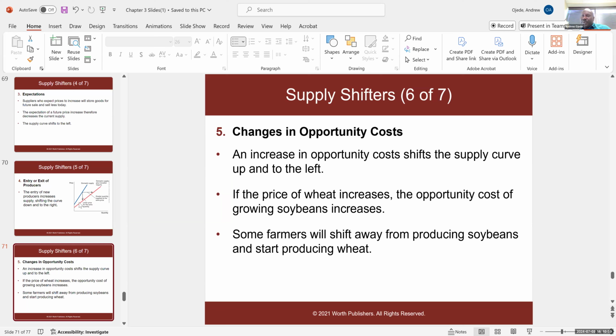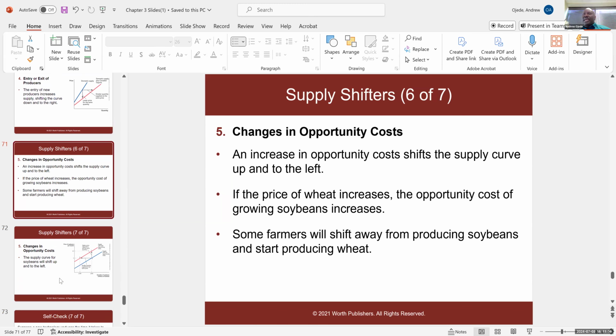Wheat. So if the price of wheat increases, the opportunity cost of soybeans is going to increase, meaning that the supply of soybeans is going to shift to the left. It's going to decrease. Some farmers will shift away from producing soybeans and start producing wheat. In this case, wheat becomes a profitable crop compared to soybeans. If you grow more soybeans, you don't make any money because the price of wheat is going up. So it makes more economic sense for a farmer to switch to producing more wheat and decrease the supply of soybeans.